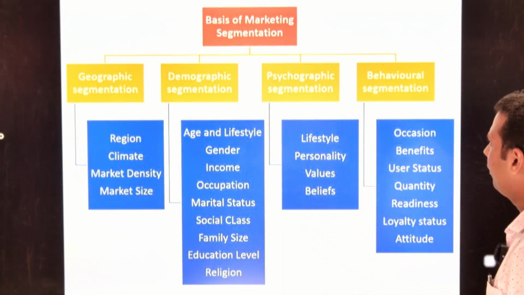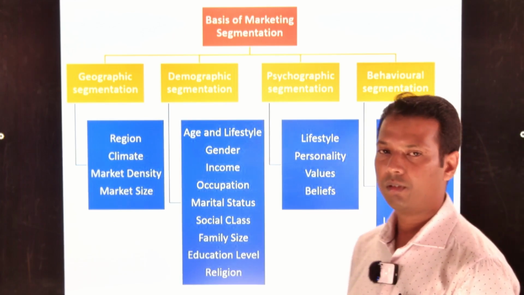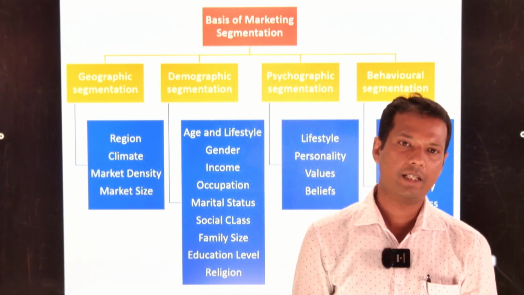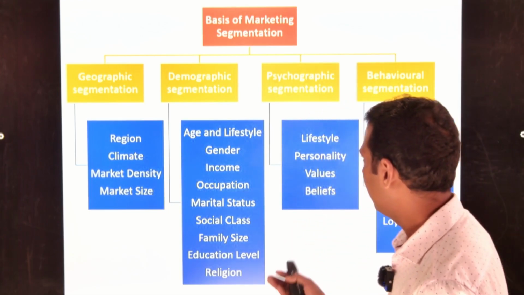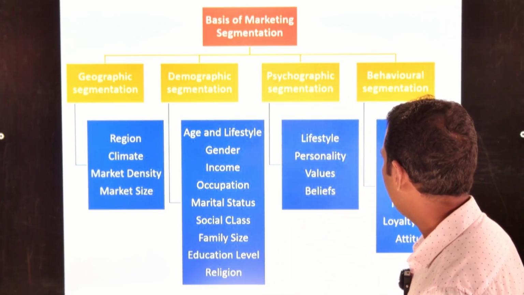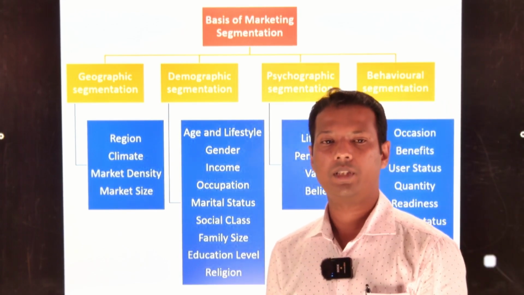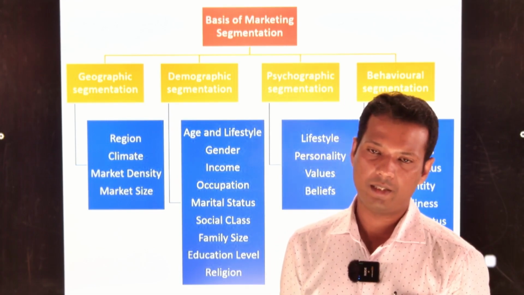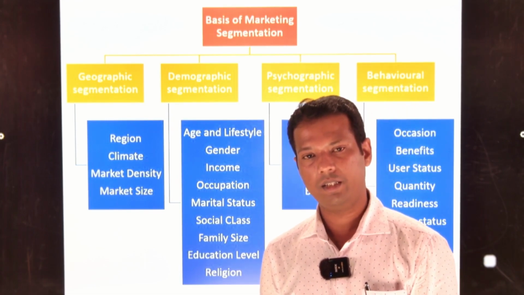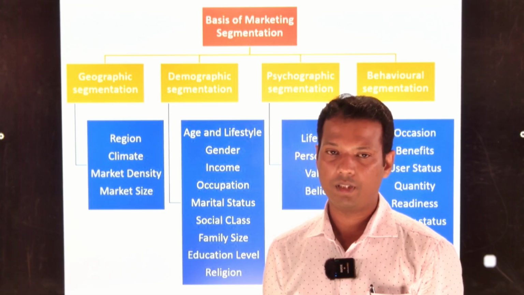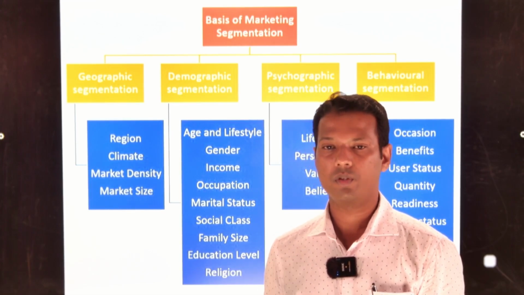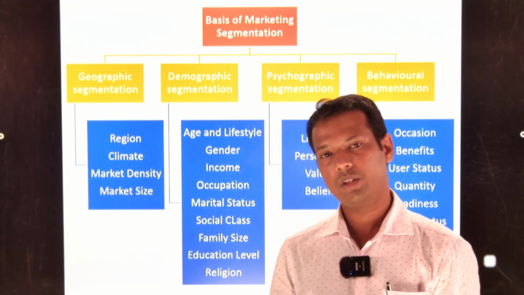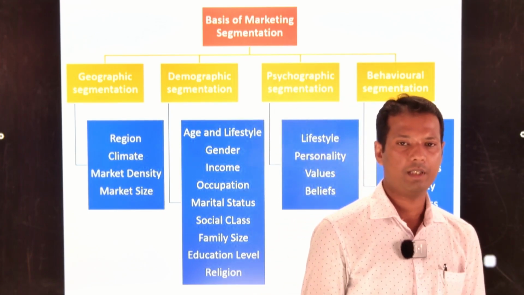Now, if you see the slide, you see what the basis of market segmentation is. This also we have already studied in the previous class: geographic segmentation, then demographic, psychographic, and behavioral segmentation. So geographic is all about region, market density, what is the market size, etc. And demographic is like what is the occupation, what is the gender, what is the social class, what is the family class. So these all include the demographic segmentation.